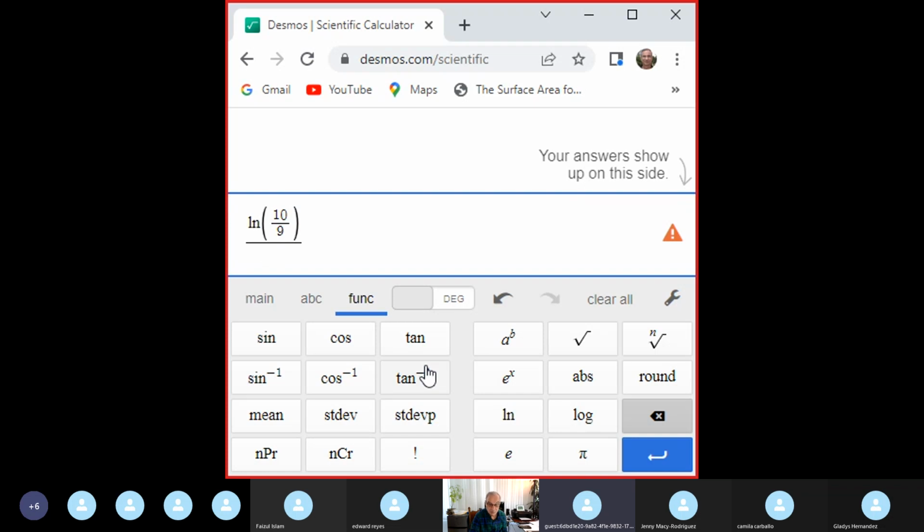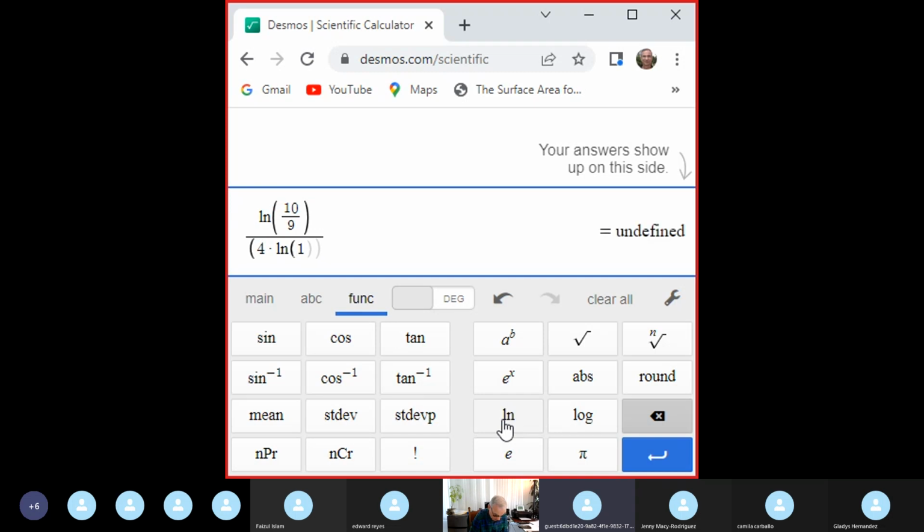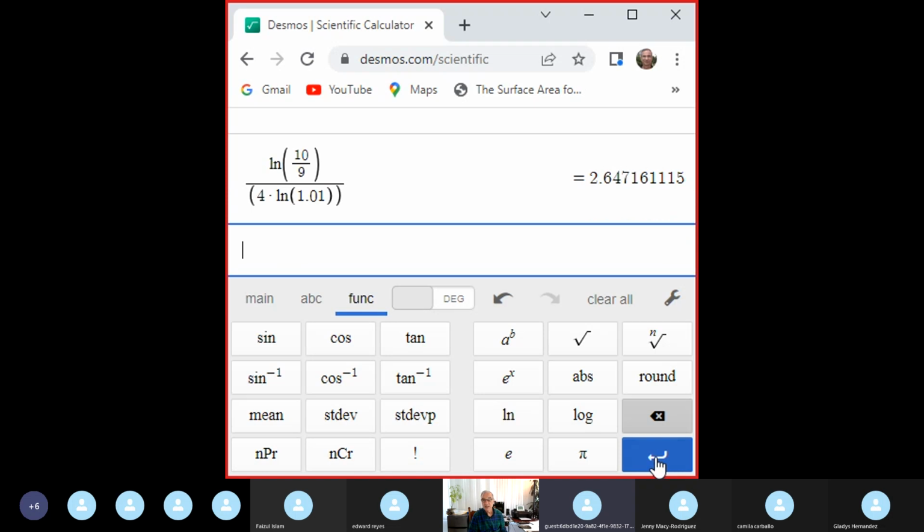Division, perfect. Open the parenthesis, important this parenthesis, because if you ignore this parenthesis, you divide by 4 and after that multiply by the rest. No. Everything in the bottom is 4 times ln again of 1.01. And you see the answer. Press enter, bam, bam, bam, and the answer is 2.6471. Depending on the approximation that you want, actually 2 years and a little bit more than half of 1 year.